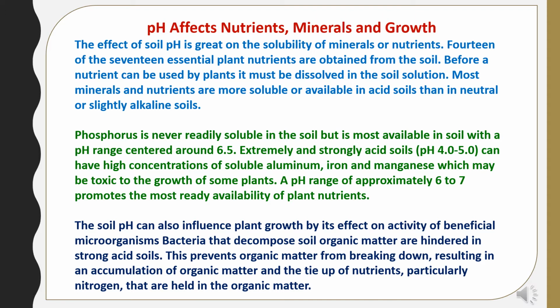Then soil pH can also influence plant growth by its effect on the activity of beneficial microorganisms. Bacteria that decompose soil organic matter are hindered in strong acid soils. This prevents organic matter from breaking down, resulting in accumulation of organic matter and the tie-up of nutrients, particularly nitrogen, that are held in the organic matter.